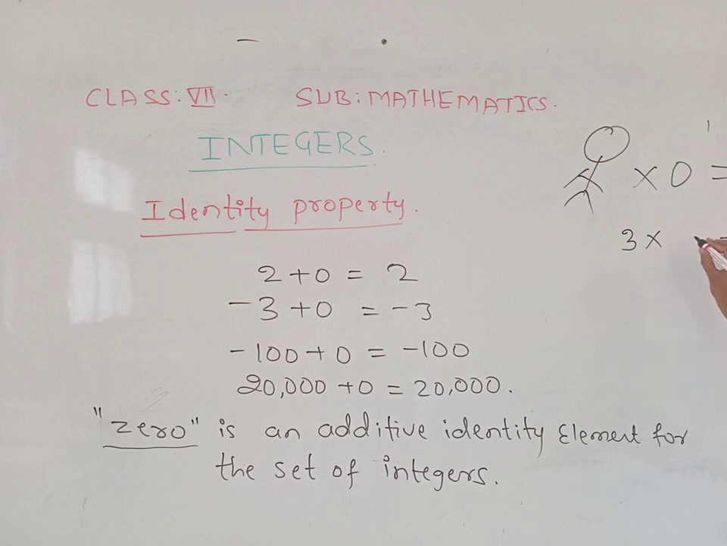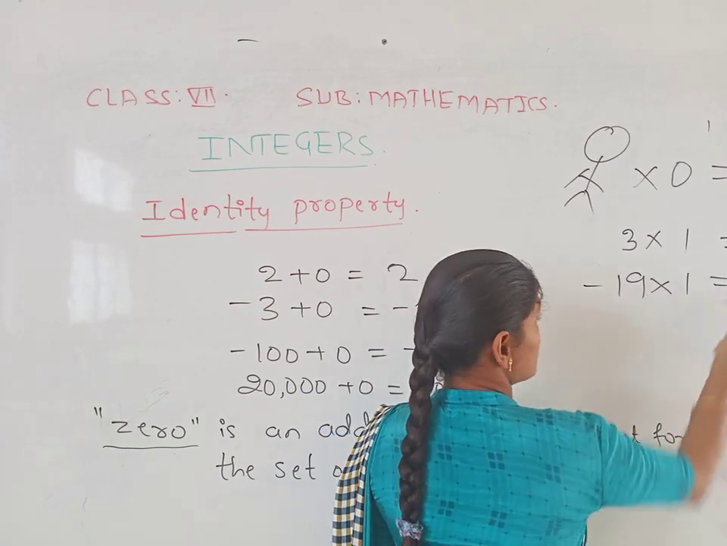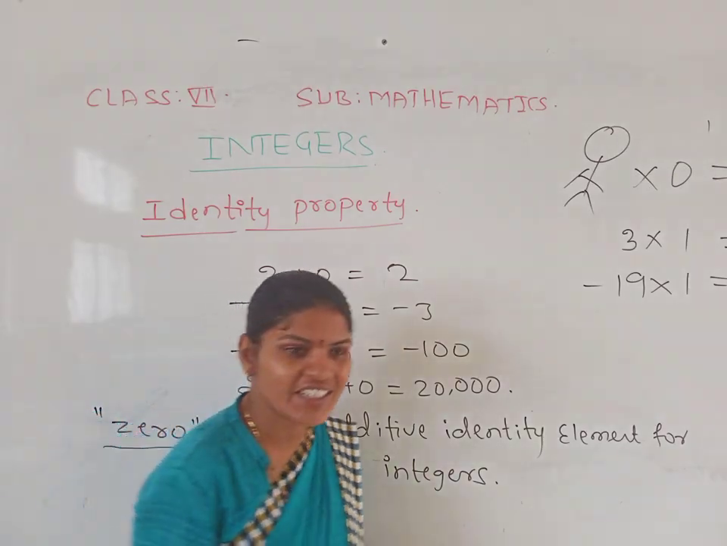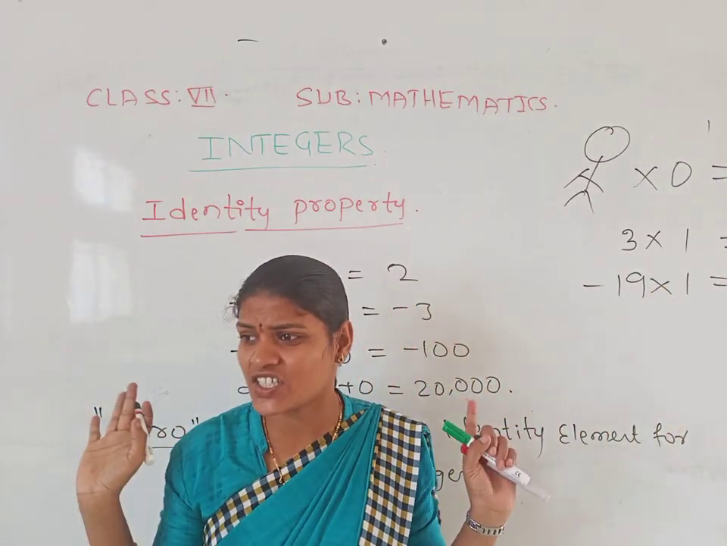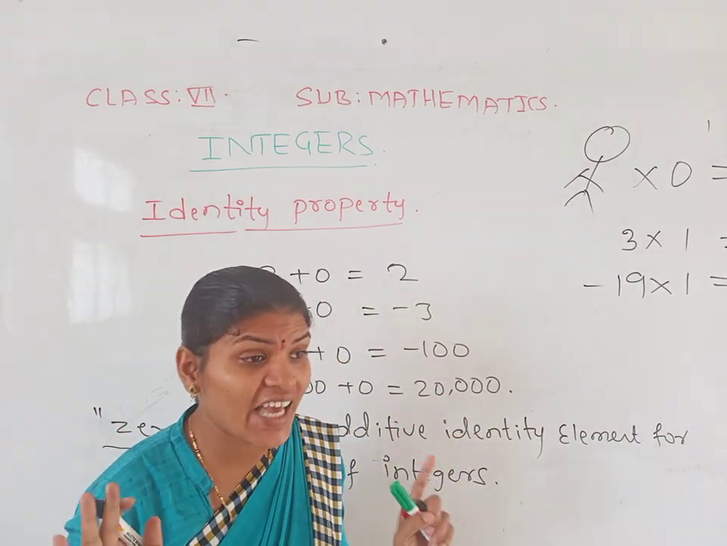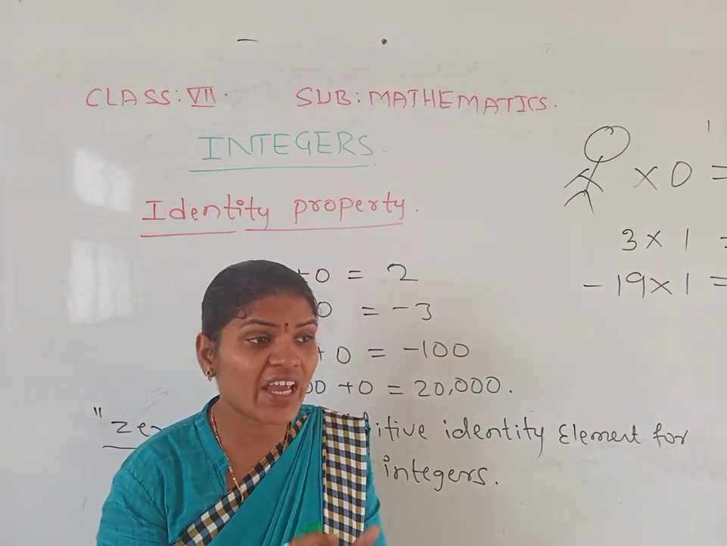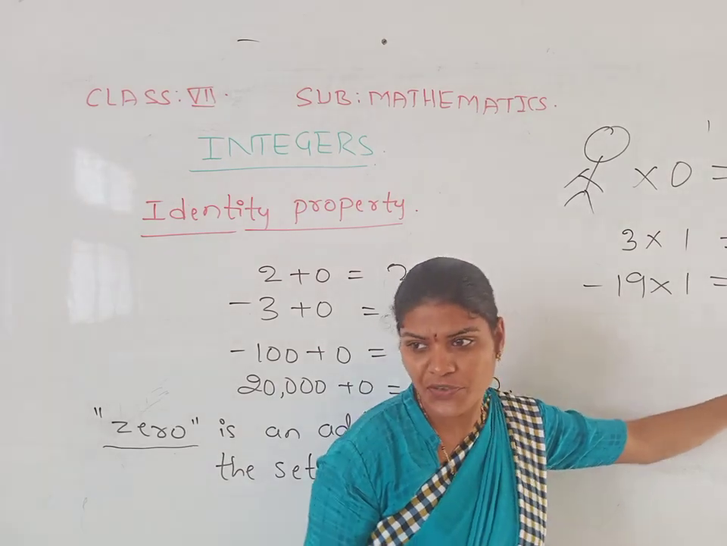3 into 1 is what? 3. Or else you can take minus 19 into 1, how much? Not plus 19, minus 19 itself. Here 1 is the multiplicative identity element for the set of integers. You can multiply 1 by any integer, and again you are getting that number itself as the product.